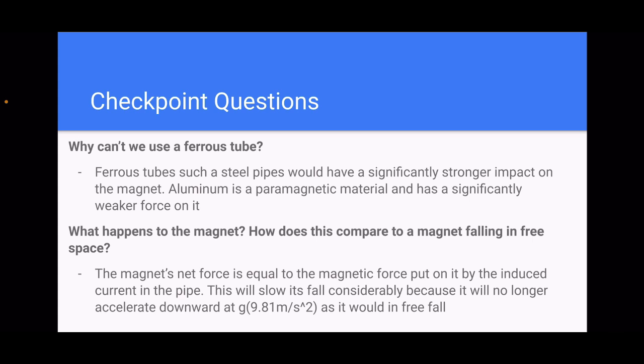So what happens to the magnet? How does this compare to the magnet falling in free space? The magnetic force opposes the weight, which makes the net force lower. When the net force is lower, this results in a lower a, right? F divided by m equals a. If our F net is lower, then our a will also be lower. Therefore, our normal free fall acceleration of 9.81 meters per second squared would drop to something between 0 and g.